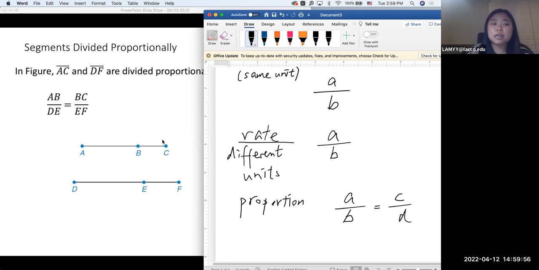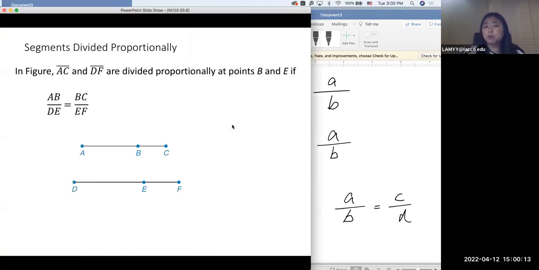So in this session, we're talking about a segment divided proportionally. We're going to write it this way. You could use the ratio AB over DE. Another ratio will be BC over EF. When they're equal to each other, we call this the proportion. This is a really simple one. We only have a few points on the line segment.